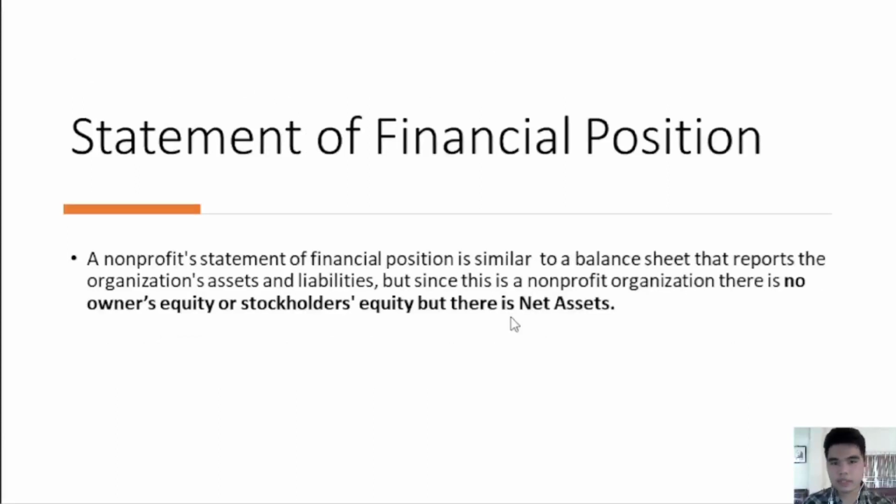So, what is a statement of financial position? A statement of financial position is similar to a balance sheet that reports the organization's assets and liabilities. But since this is a non-profit organization, there is no owner's equity or stockholders' equity, but there is net assets. So, this is something that is unique to the statement of financial position of an NPO. They have net assets, which is classified into three.